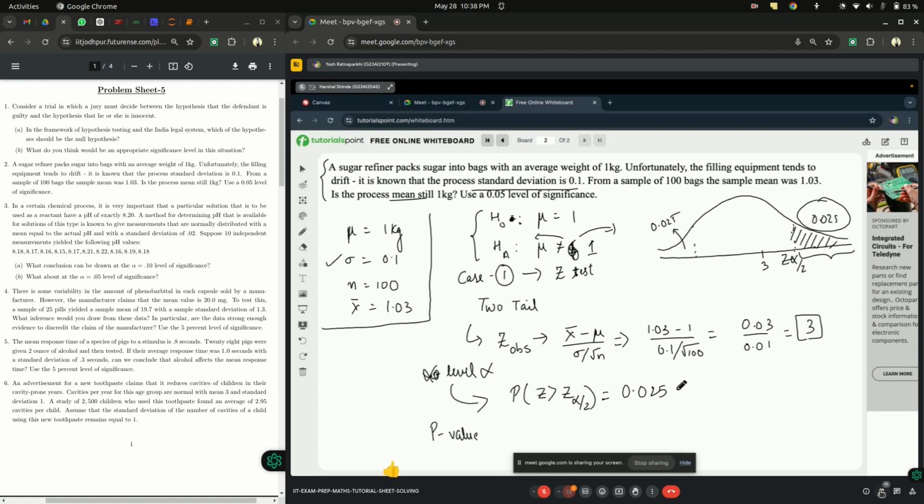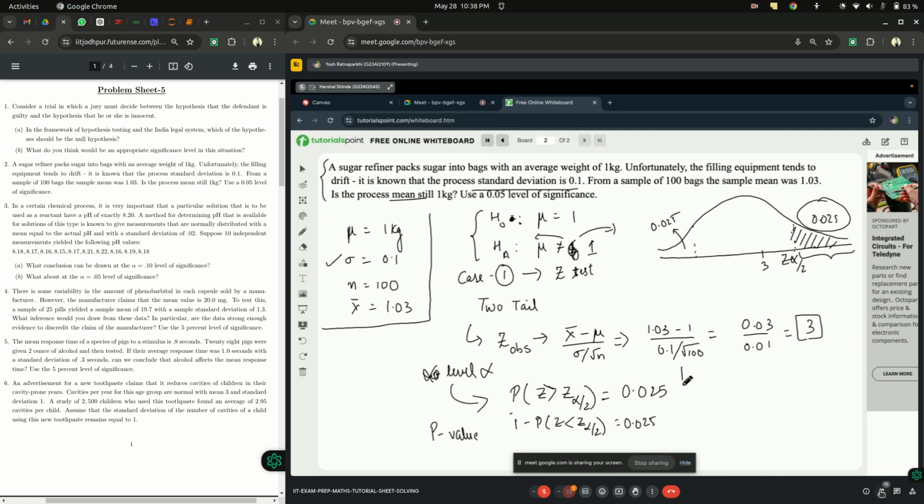What will we do next? Help me out. Critical point, we will try. But do we calculate Z on greater than? No, we should convert it. 1 minus p. Yes, 1 minus probability of Z less than Z alpha by 2, that is equal to 0.025.